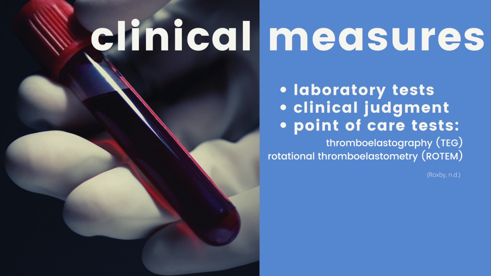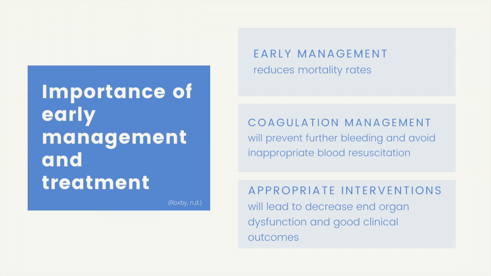Guided measures such as laboratory tests, clinical judgment, and point-of-care tests such as thromboelastography, or TEG, and thromboelastometry, or ROTEM, are utilized in transfusing appropriate blood components to the patient. Early management of blood loss that may lead to hemorrhagic shock decreases patient morbidity and mortality. Early treatment and intervention, such as coagulation management, prevent further impaired hemostasis, thromboembolic events, and reduce inappropriate blood resuscitation.